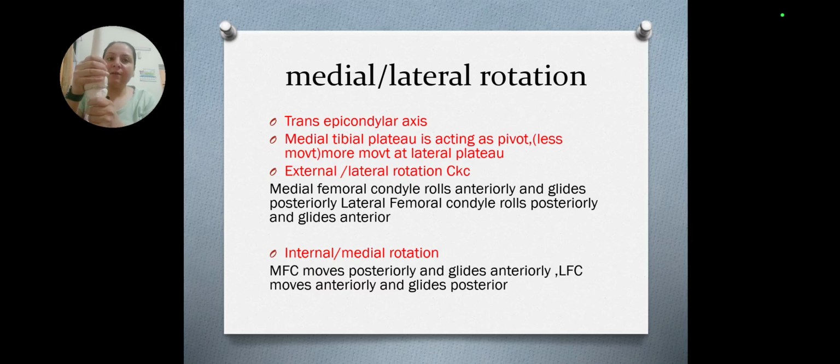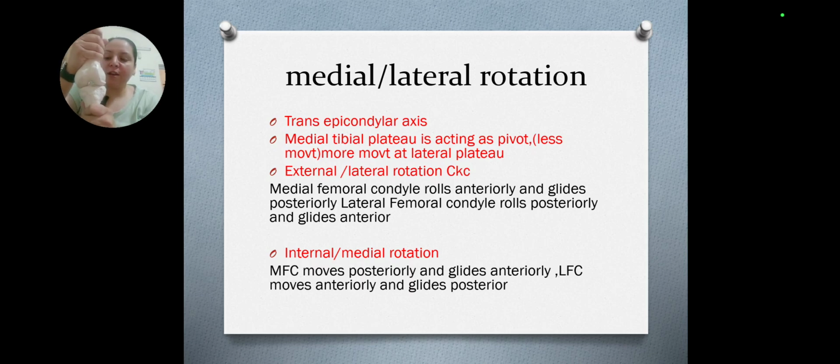Whenever an internal rotation movement is taking place, you see that this movement is a rotational movement. The medial femoral condyle is basically moving posteriorly and it is gliding anteriorly, whereas the lateral femoral condyle is moving anteriorly. Can you see this? I hope you are able to see this. This is the movement which is happening on a fixed tibia.